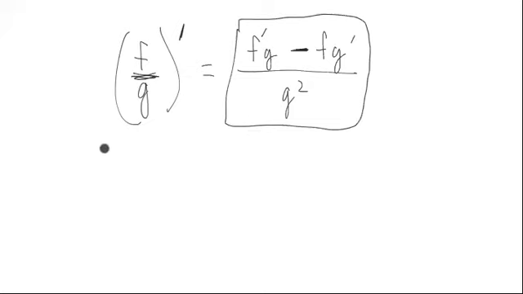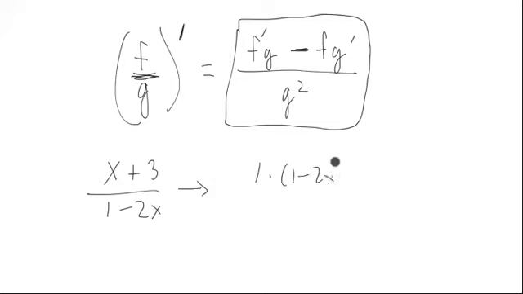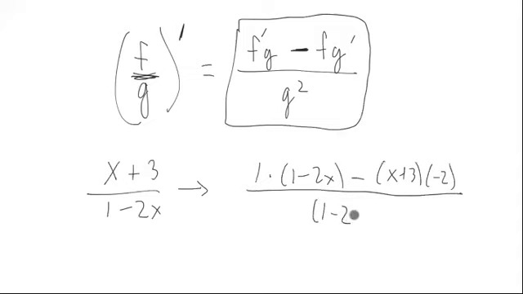For instance, let's just take a look at another example. What if we had something like x plus 3 over 1 minus 2x? If we want to take the derivative of this, we can think derivative of top is 1 times the bottom minus the top times the derivative of the bottom, which is negative 2, all over the bottom squared. See how quickly that went?